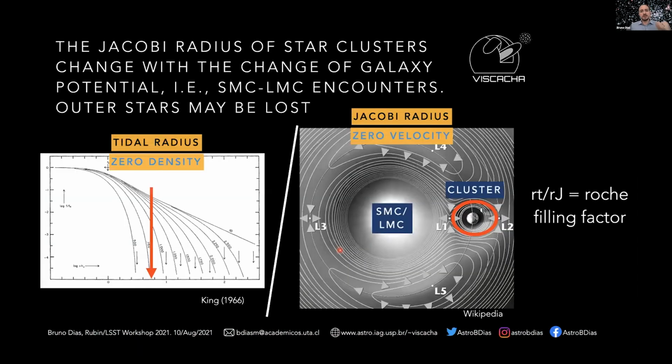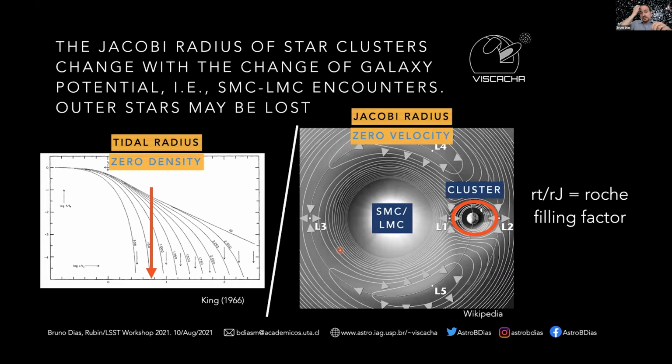Cluster dissolution, here I highlight one of our papers on the structure of star clusters with the Vizcacha, and that should be done also with the data from the Rubin. Okay, so basically comparing the truncation radius, right, this tidal radius from the King profile, where you have the density truncation of stars in a given star cluster, and the Jacobi radius, which is basically the limit where the stars are gravitationally bound to a given star cluster.